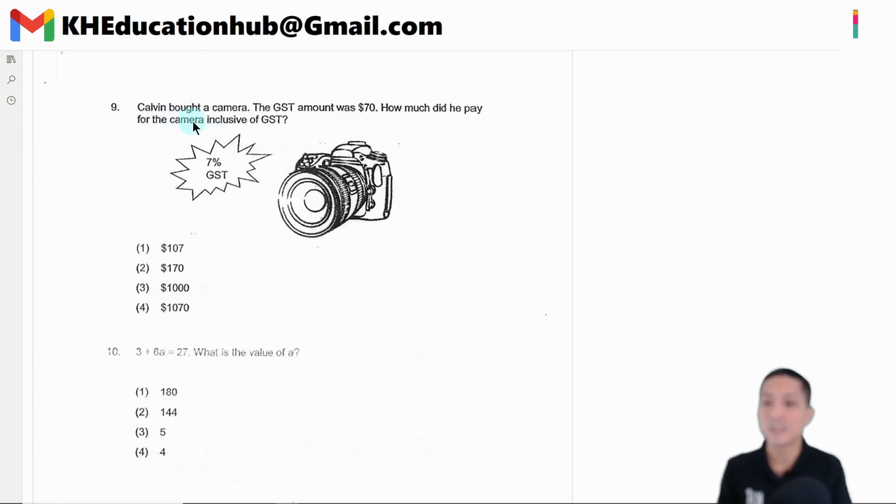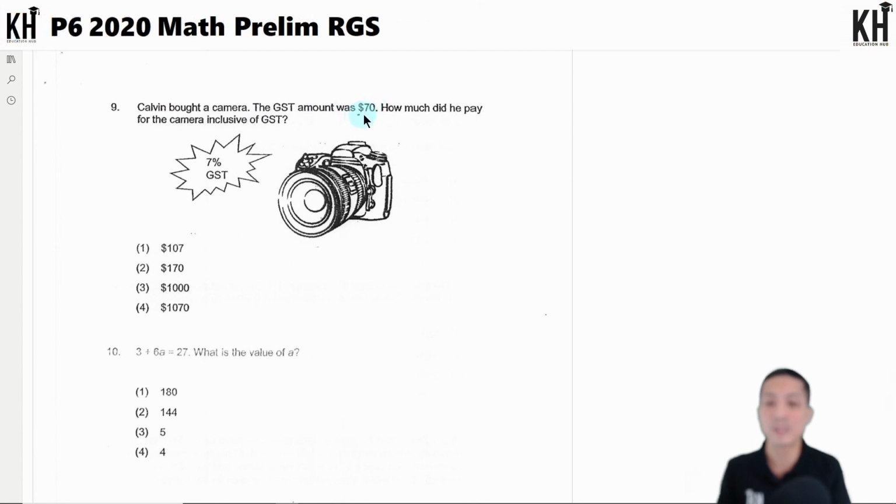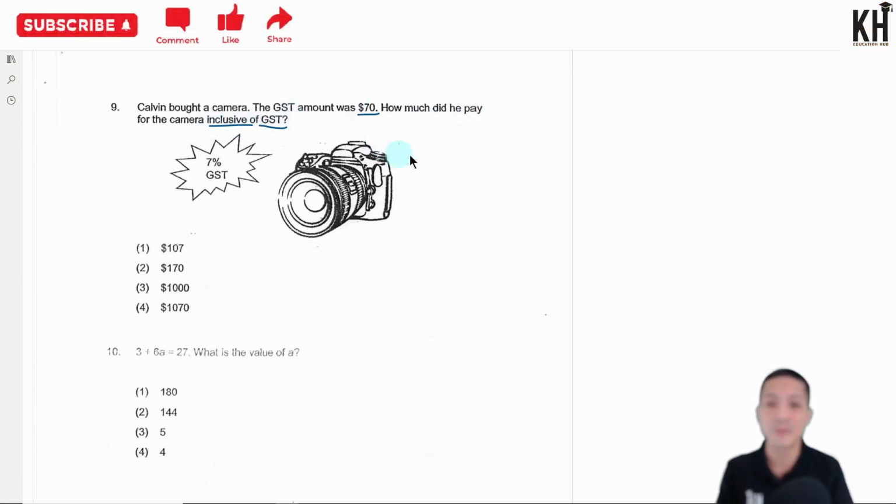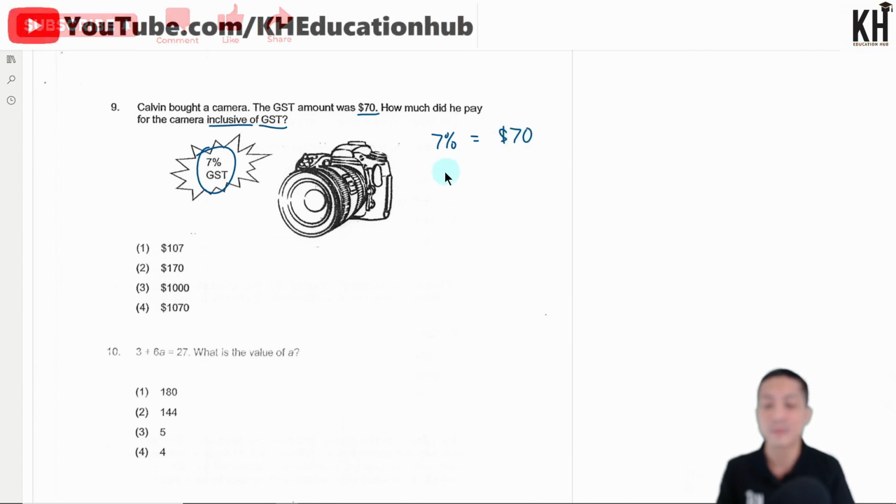Okay, question 9. Calvin bought a camera. The GST amount was $70. How much did he pay for the camera inclusive of GST? So inclusive of GST. If the GST amount is 7%, so this 7% will be equal to the $70. And find out what is 1%.